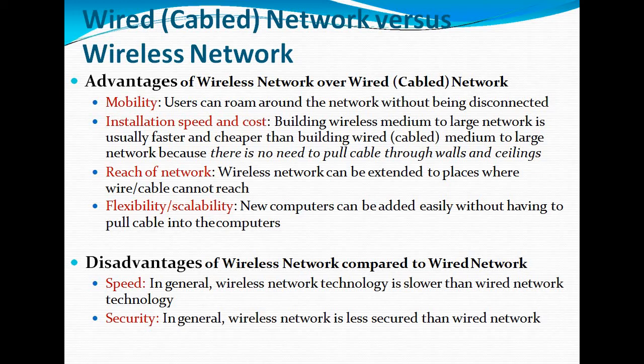So let's come to the disadvantages of wireless network over wired or cable network. First is speed and second is security. In speed, wireless network technology is slower than wired network technology, and in terms of security, a wireless network is less secure than a wired network.